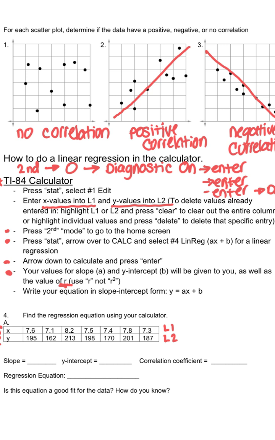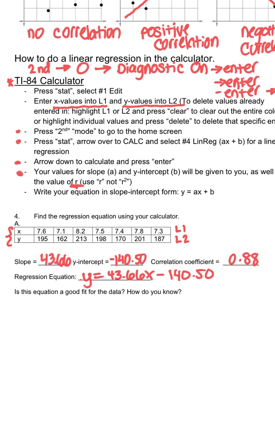So our slope, which was our A, is 43.66. Our y-intercept, which is B, was negative 140.50. Our correlation coefficient is the R, and that is 0.88. And our regression equation, using all those values, is y equals 43.66x minus 140.50. It says, is this a good equation for the data? And how do you know?